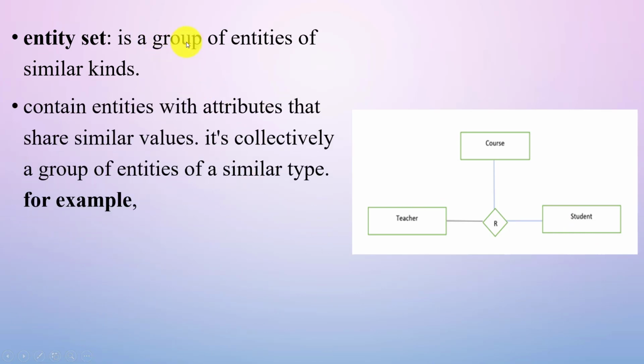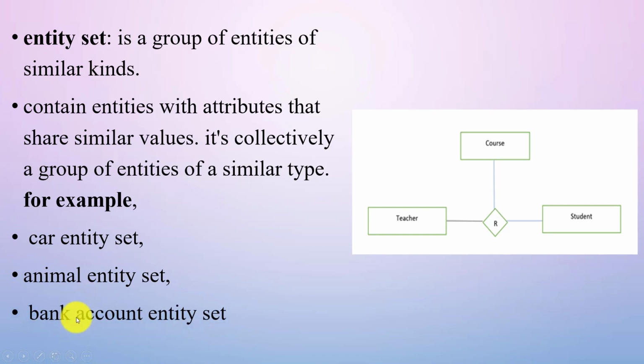Now what is an entity set? It is a group of entities of a similar kind. It contains attributes with similar values only, a group of entities of similar type. Examples are car entity, animal entity or bank account entity. If we have a third table, or a number of entity sets, we can include them in one single tabular form by using a foreign key or reference key. In an upcoming video we are going to discuss what is foreign key and reference key.